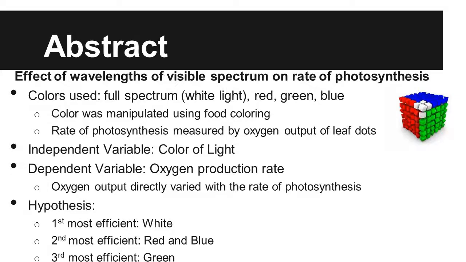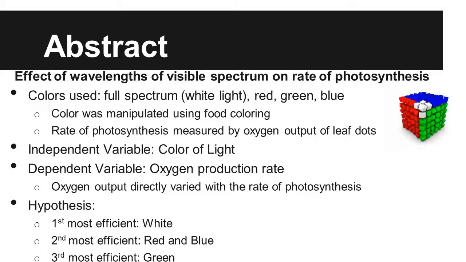The purpose of this lab was to observe the effect of differing wavelengths or different colors on the rate of photosynthesis in a plant cell. The four colors that we used in the spectrum were white, red, green, and blue light, and the color was manipulated using food coloring. Also, the rate of photosynthesis was measured via the oxygen output in the leaf dots that we were using.